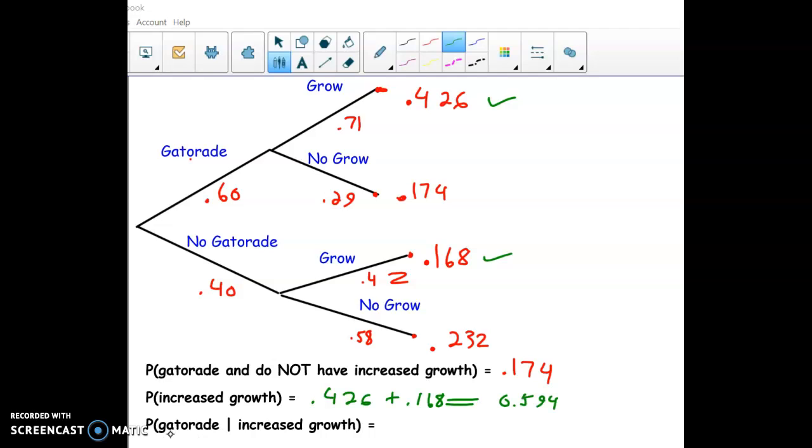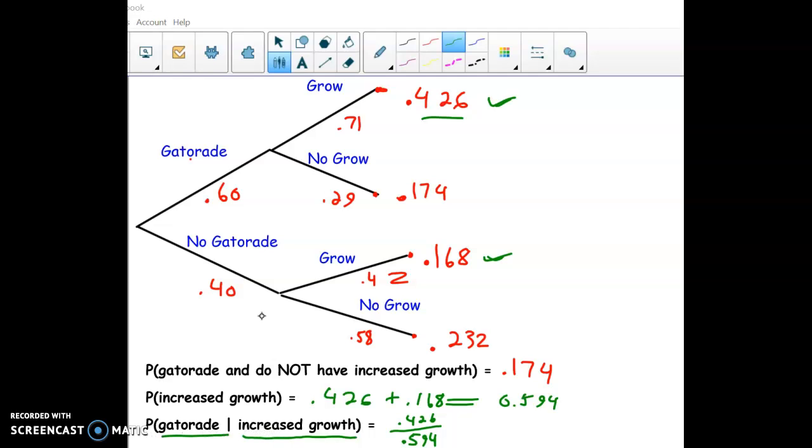And then the last one's probability they got Gatorade given that they showed increased growth. So when they say given that they showed increased growth, that means we only care about the ones that showed increased growth, which are again these two spots. So our denominator then is the same as the previous answer. Okay, and out of those ones that showed growth, which ones got Gatorade? And so that would be this number. So we'd have 0.426 out of the 0.594. And that would be the chance that they got Gatorade given that they showed growth.